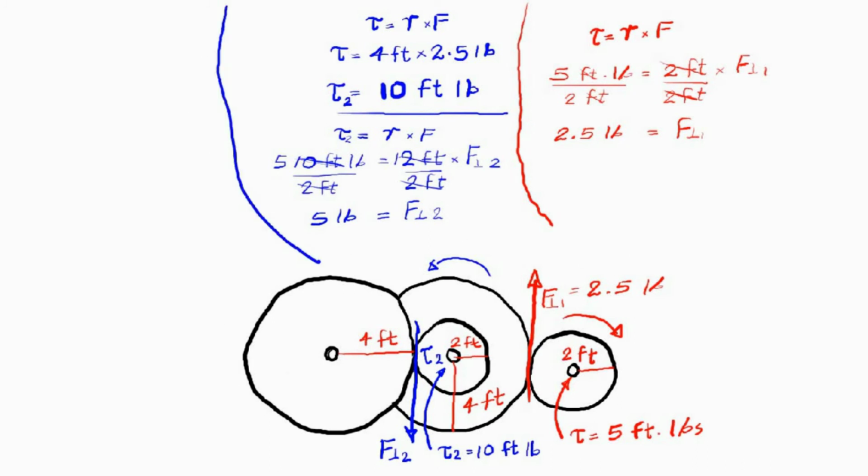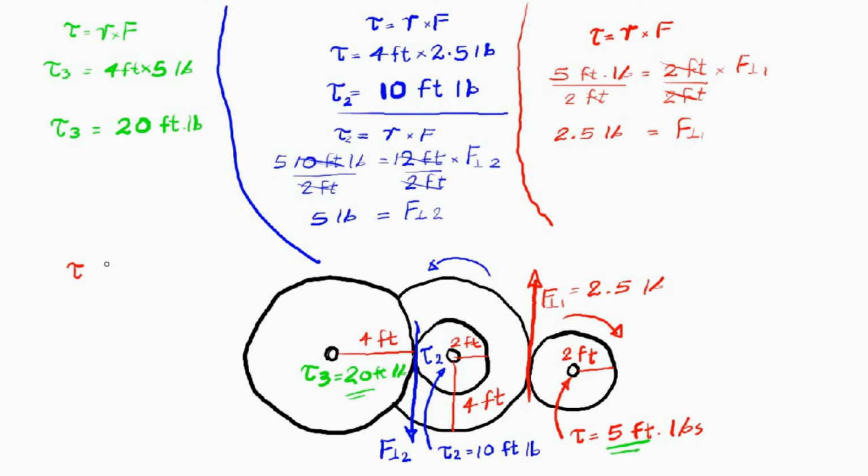Now we can calculate the torque in the third wheel. We can call this torque 3. So torque equals radius times force. Torque 3 equals 4 feet times 5 pounds. Torque 3 equals 20 feet-pound. We start with 5 feet-pound of torque and we end up with 20 feet-pound of torque.